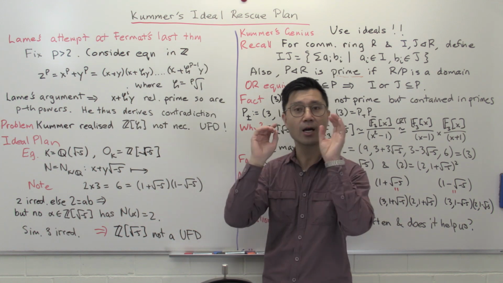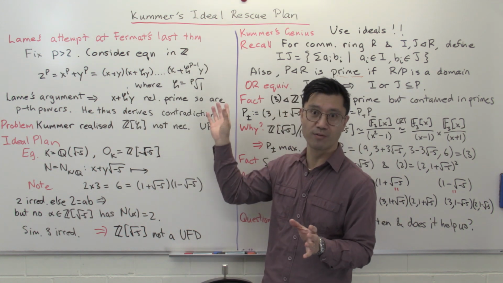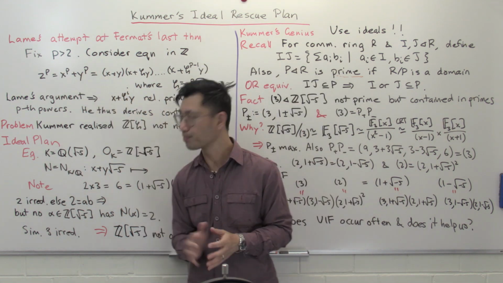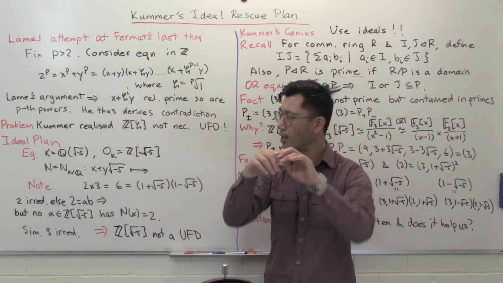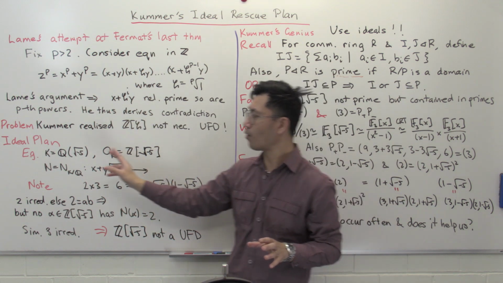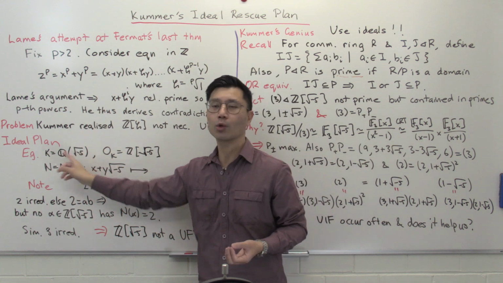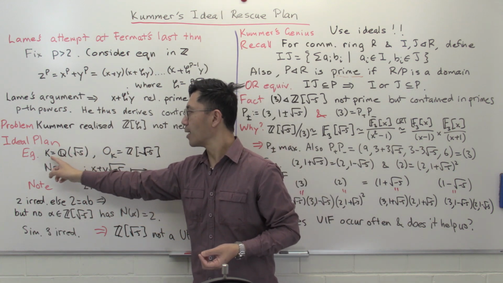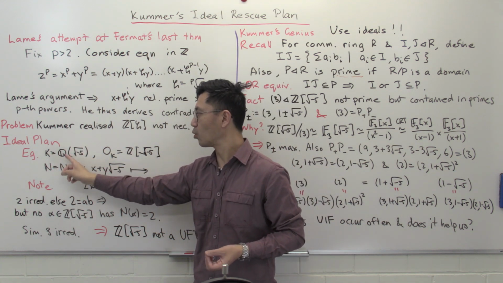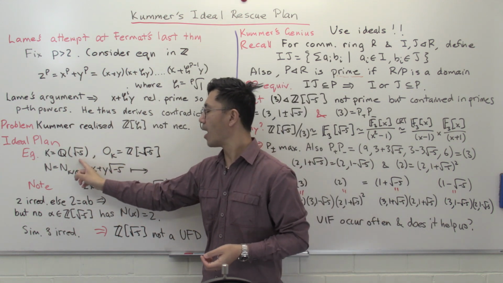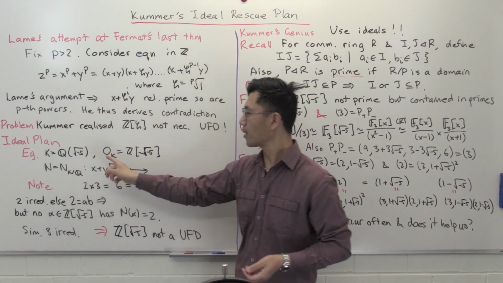So what did Kummer do to try to rescue this proof? In fact, he managed to rescue enough of it that he could prove it for certain primes. Let me give you the key idea of what's involved by looking at a simple example, the following quadratic field extension: K equals Q adjoin the square root of minus 5.